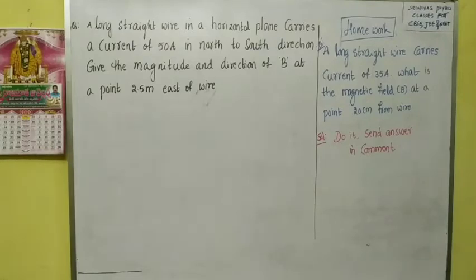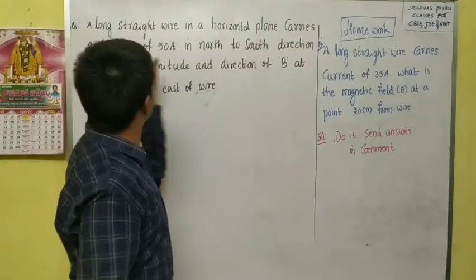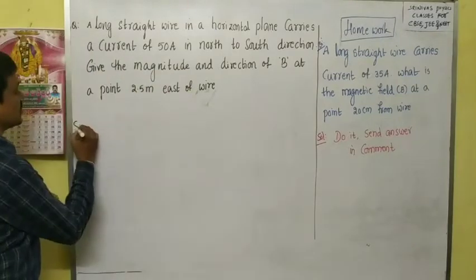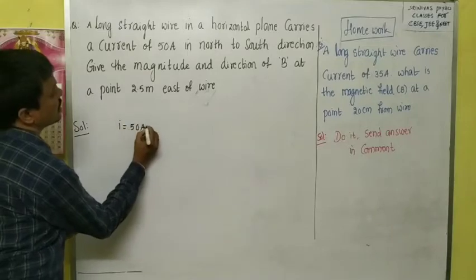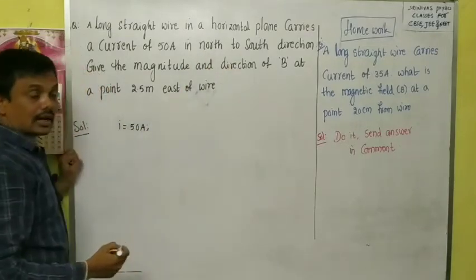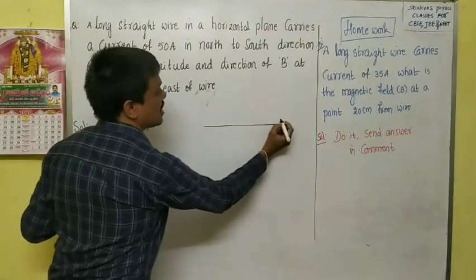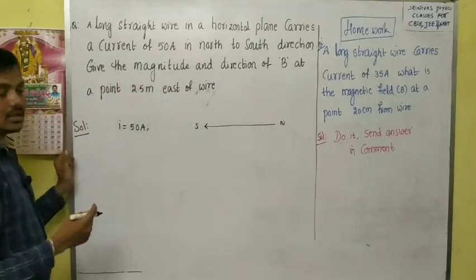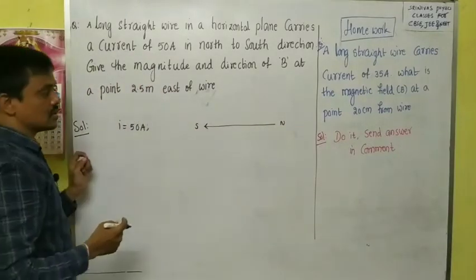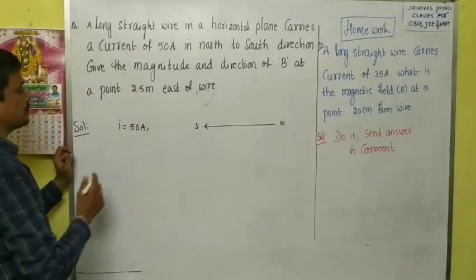Let us go for one question based on this. A long straight wire in a horizontal plane carries a current of 50 ampere. Let us go for the solution. The current carried is 50 amperes, and the current direction is from north to south. For example, this is north and this is south. The current flows from north to south.